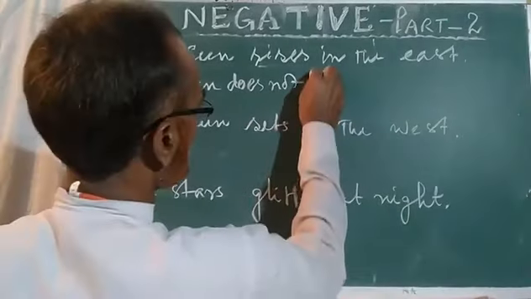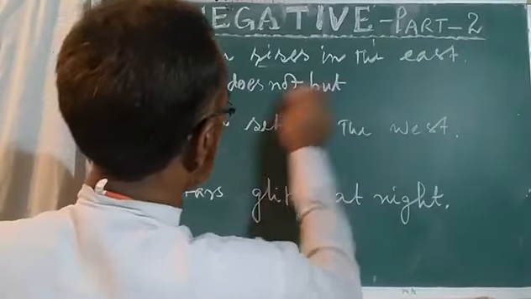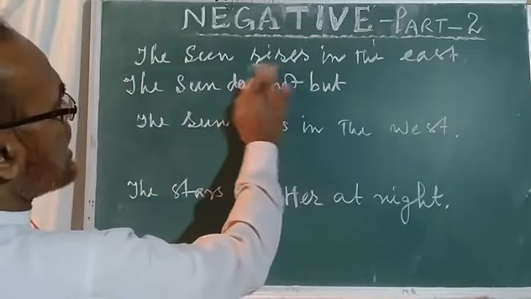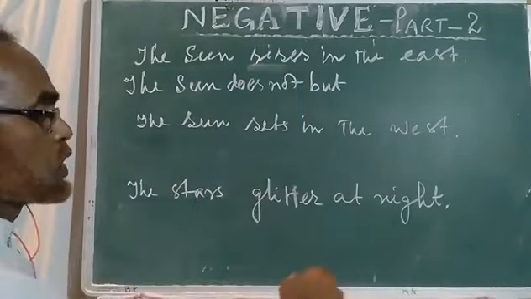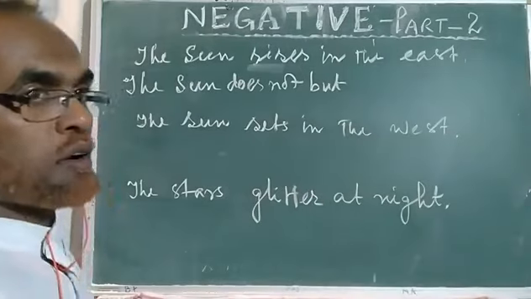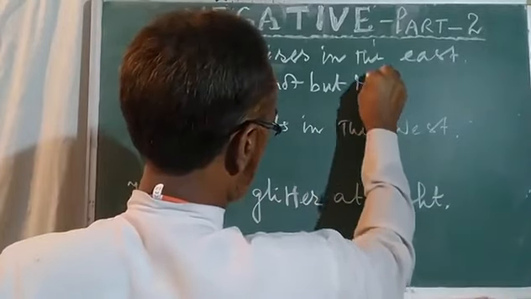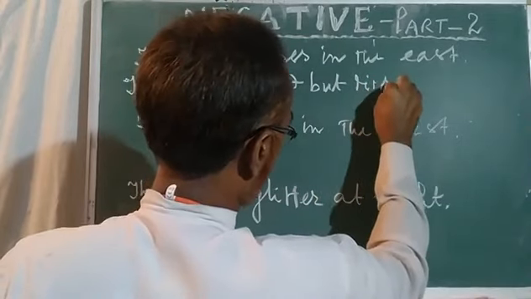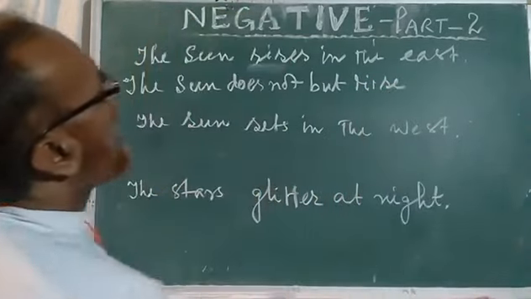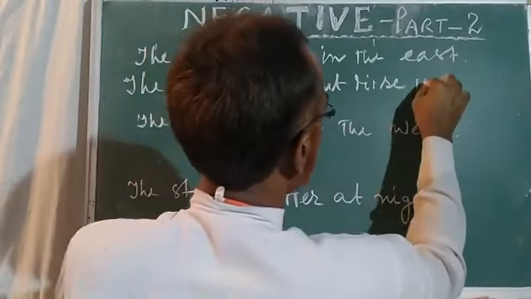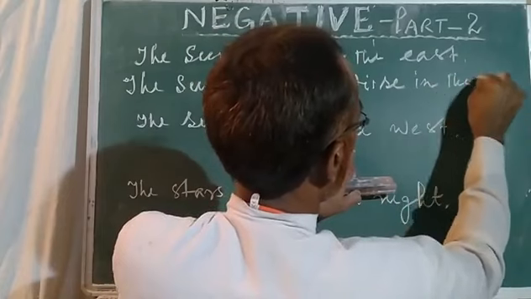After does not, we will add but. The sun does not but. And after but, the verb of this sentence will be in the present form of the verbs. That is rise. We will avoid s. The sun does not but rise in the east.